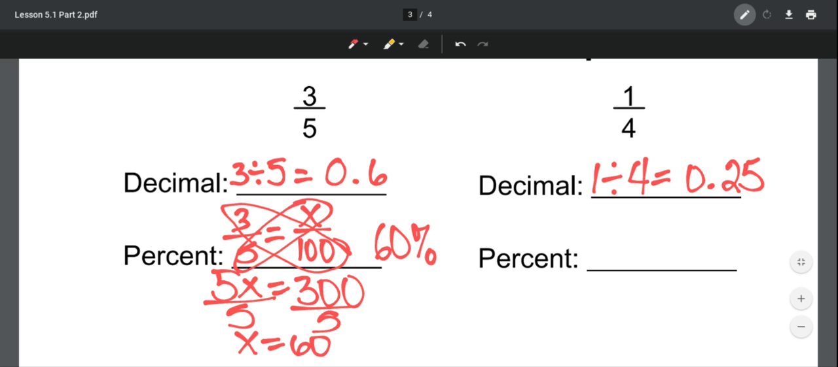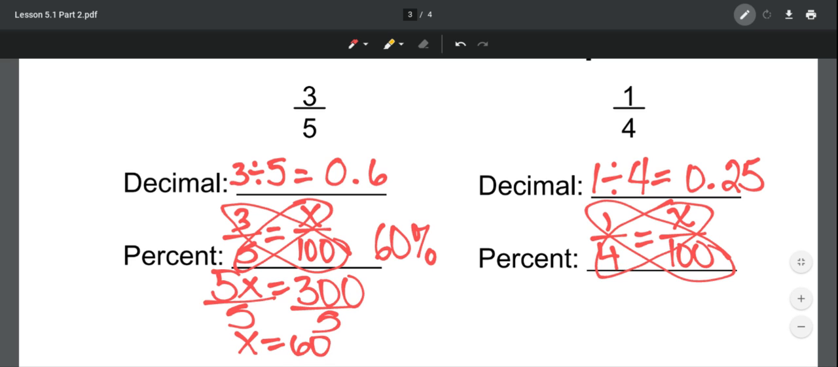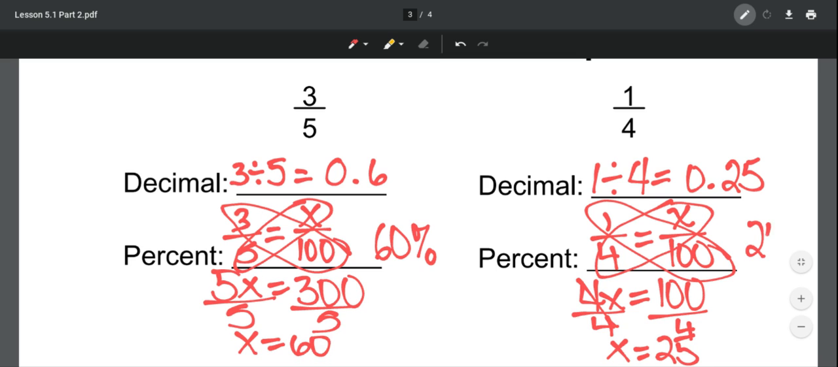Let's try the same thing with the other fraction. 1 out of 4 is equal to a number out of 100. When I cross multiply, I get 4x is equal to 100. When I divide by 4 on both sides, my result is that x is equal to 25. Therefore, 1/4 is equal to 25%.